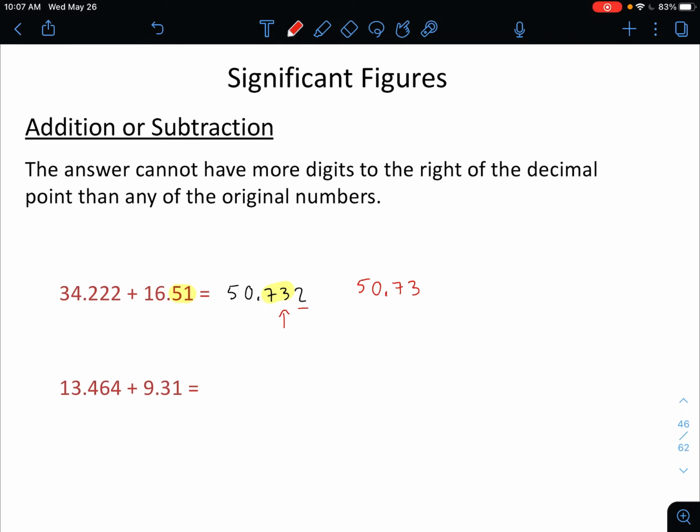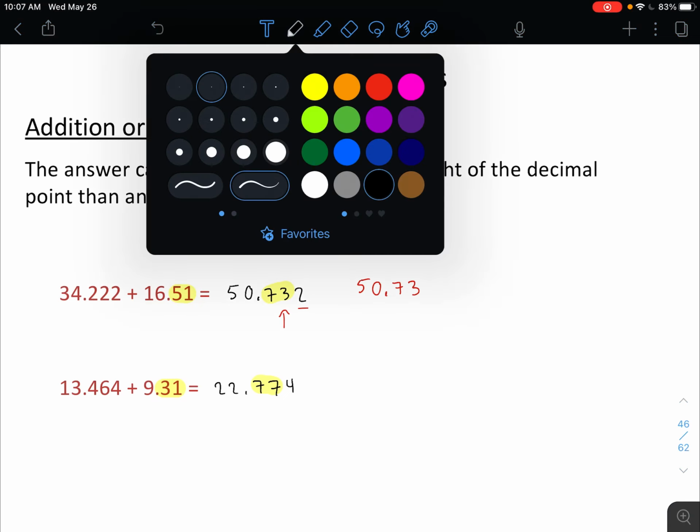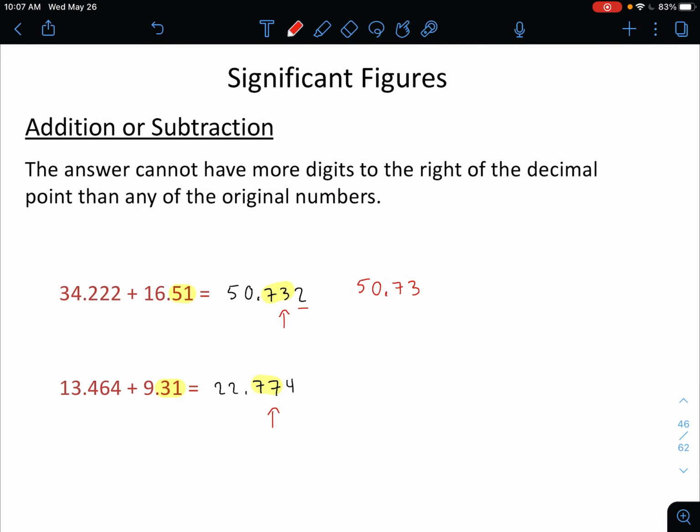13.464 plus 9.31. The calculator gives me 22.774. Of the two values I've got, 9.31 only has 2 digits after the decimal, whereas 13.464 has 3. So now I'm limited by the 9.31. That makes the second 7 my cutoff number. It's just followed by a 4, smaller than 5. So when I round off here, it's just going to be 22.77. Okay, hopefully so far so good with that.